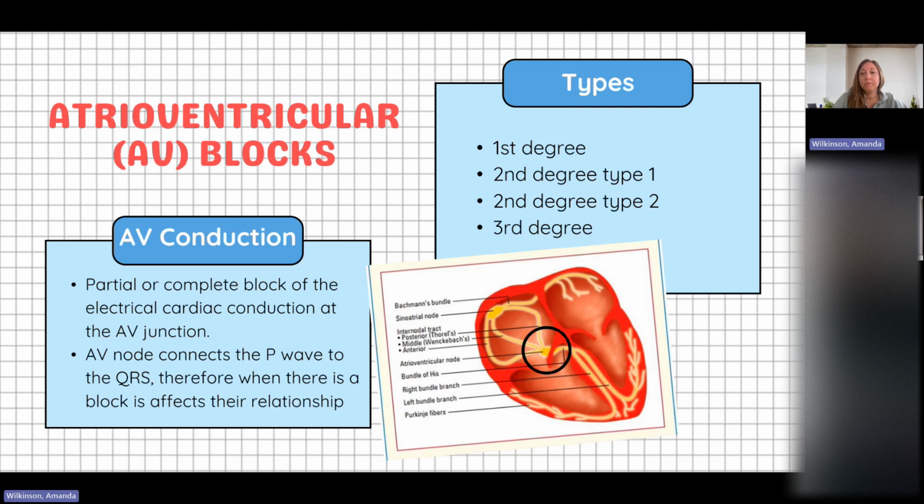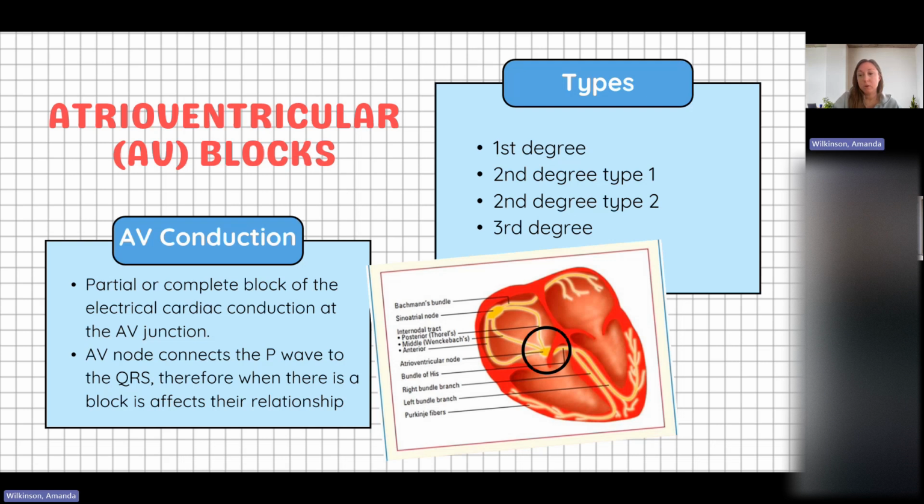So the diagram here shows the electrical pathway. You'll see the SA node at the top, and I'm just going to review this for the purpose of this presentation. So you see the SA node at the top, and that's the heart's natural pacemaker. It generates an impulse that spreads across both atria, including through the Bachmann's bundle to the left atrium. From there, the signal travels through the internodal tracts to the AV node, which is circled here on the diagram. Now this AV node is the key player in AV blocks.